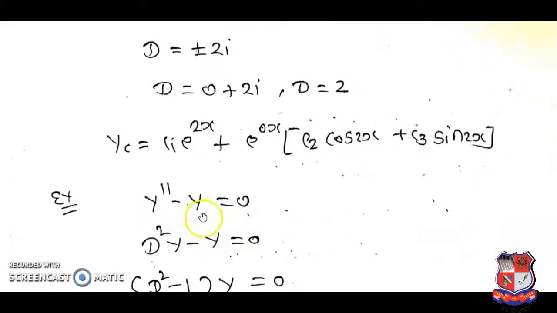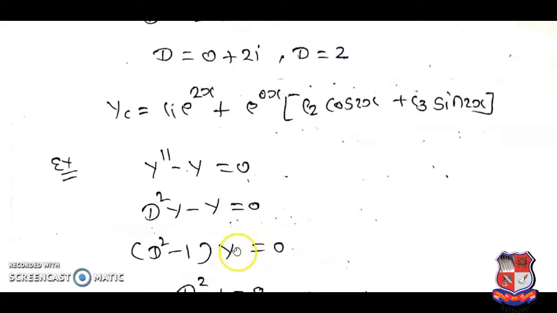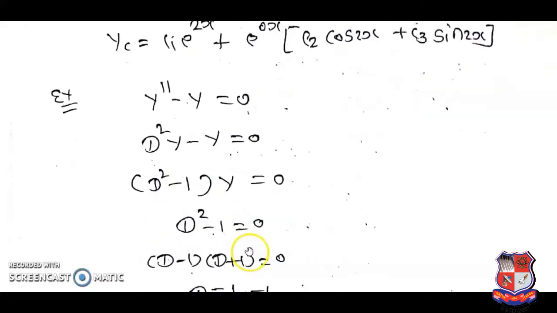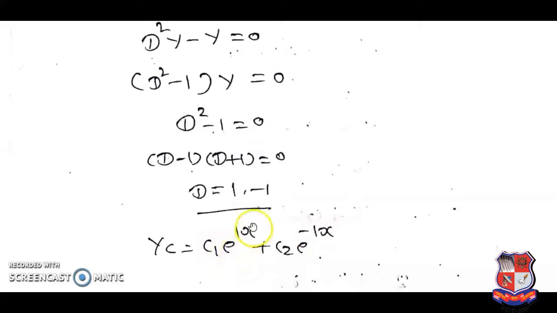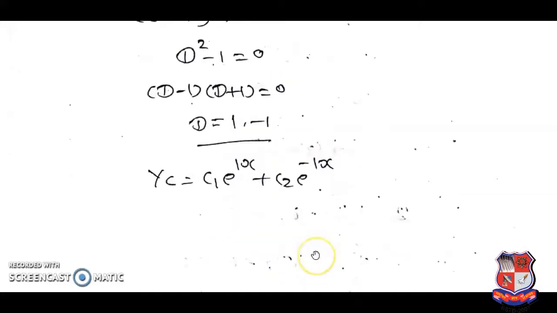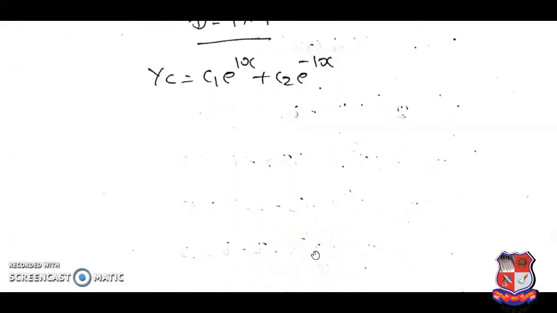Another problem: y double dash minus y equal to 0. So in higher order form, d square y minus y equal to 0. Y we are taking common, d square minus 1 equal to 0. The a square minus b square formula we apply here: a minus b, a plus b, so d minus 1, d plus 1 equal to 0. So d equal to 1 and minus 1. It's real and non-repeated. So yc equal to c1 e raised to 1x plus c2 e raised to minus 1x. So this is the CF solution.